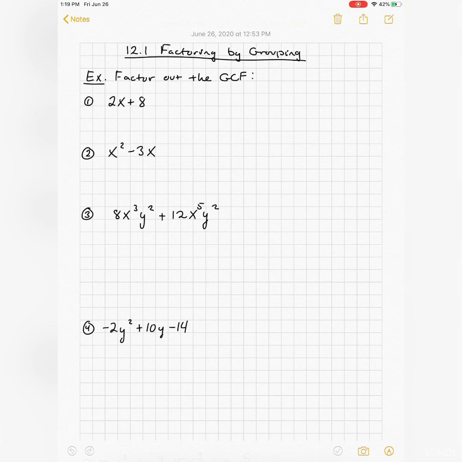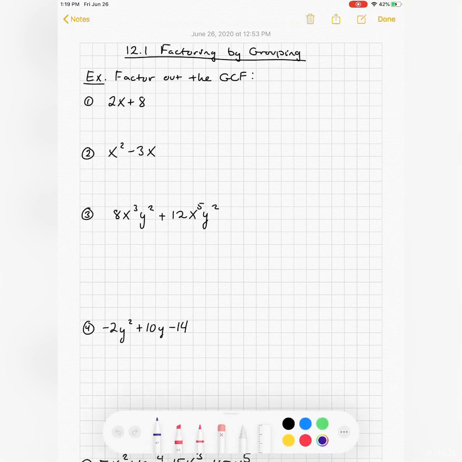All right, the next couple sections look at something that's actually very important for algebra, and that's something called factoring. So we're starting out with something basic, and that's factoring out the GCF. This stands for greatest common factor.